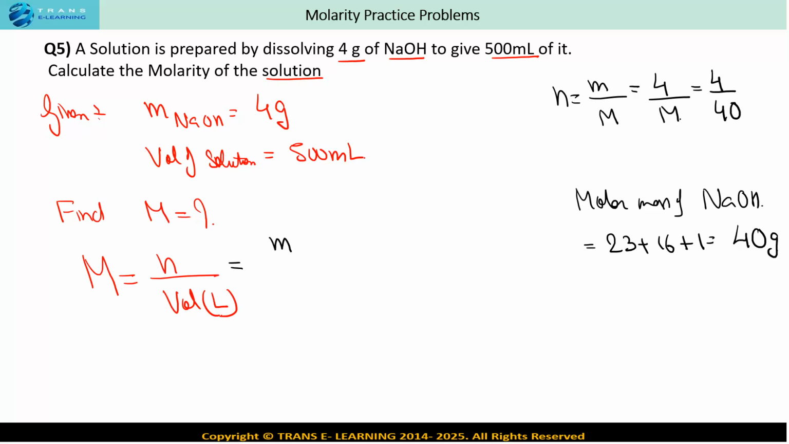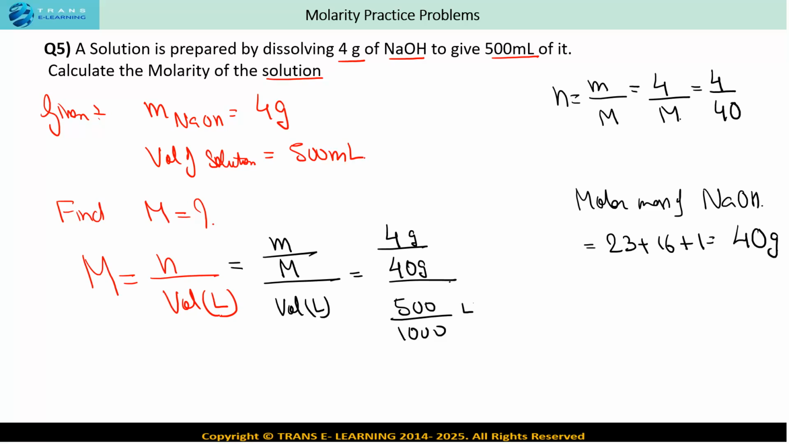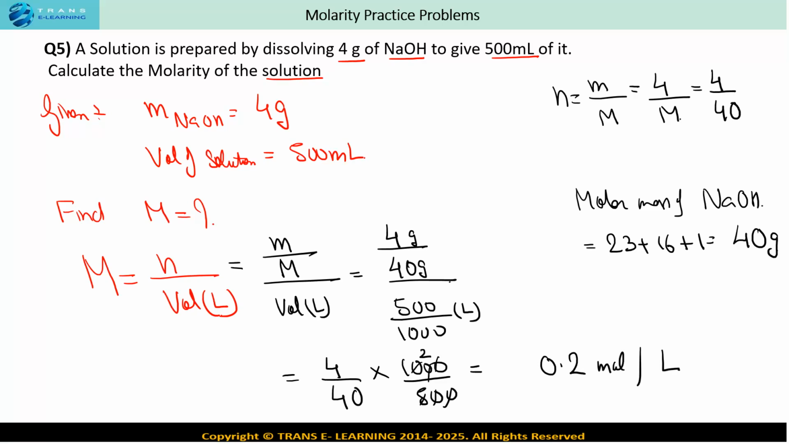Molarity is number of moles, which is given mass upon molar mass, upon volume of solution in liter. Given mass is 4 gram, molar mass is 40 gram, and for the volume of solution in liter, we are going to divide by 1000 to convert it into liter. We are going to get 4 upon 40 into 1000 divided by 500. If we solve it, we are going to get the value as 0.2 moles per liter.